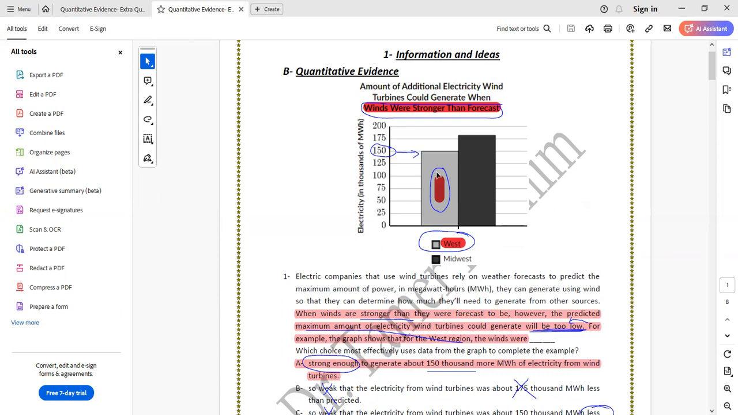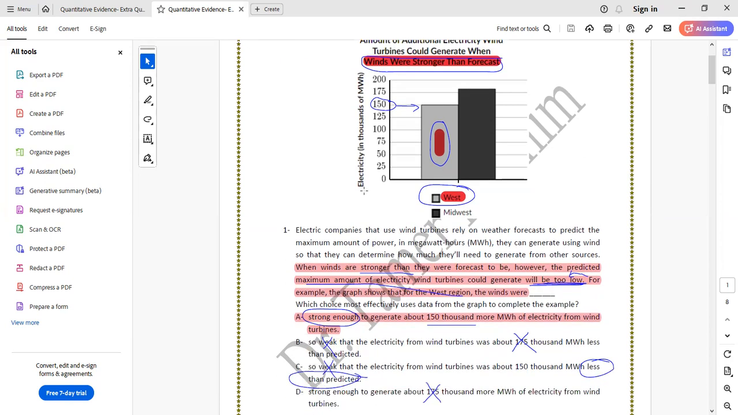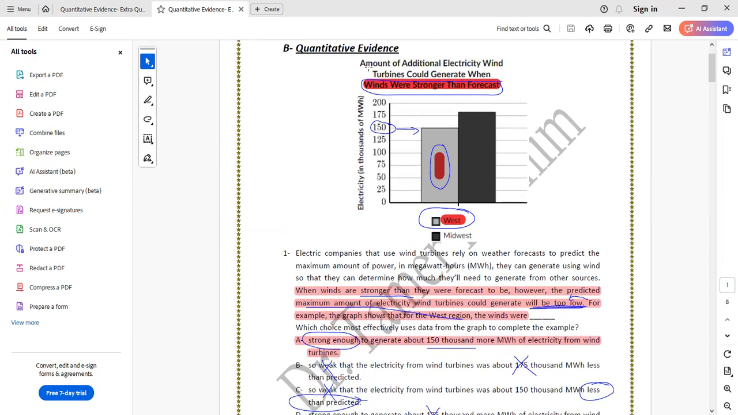He said here for the west region. So I'm going to look at the gray one. You can just read the graph. Like here, he said amount of additional electricity when turbine or turbines could generate when winds were stronger than forecast. And here is the electricity in thousands. And as you can find here, we have the 2.